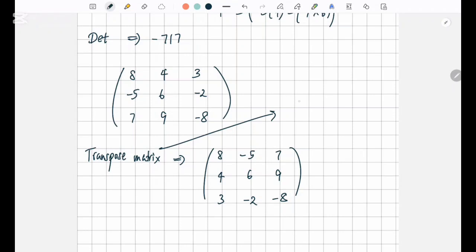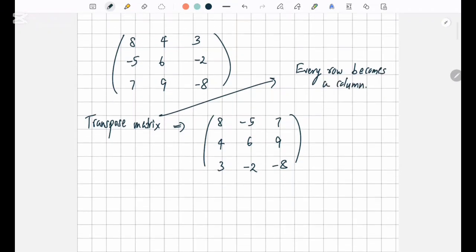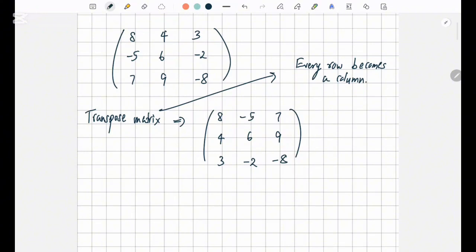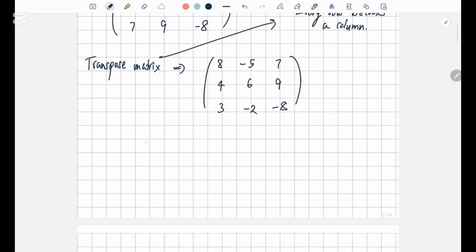Transpose matrix means every row becomes a column. Yeah, that would be the best explanation for that. Okay, so this is the matrix we need to focus on now. Let me write that down.